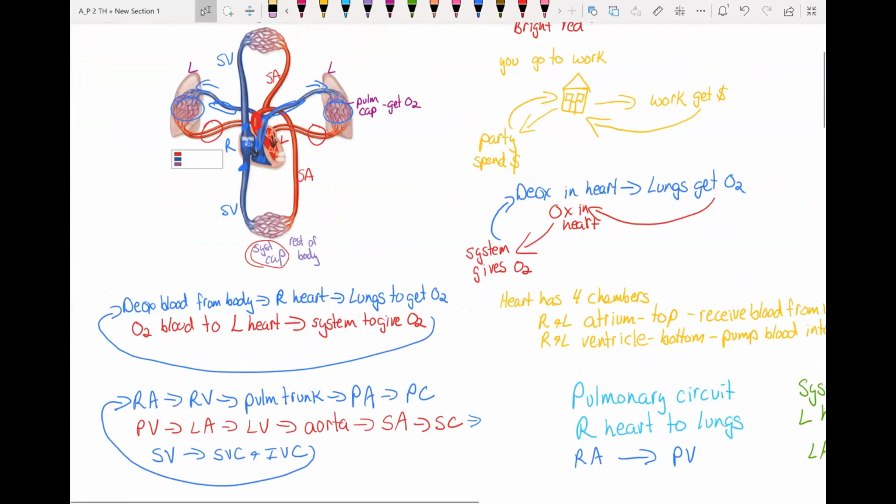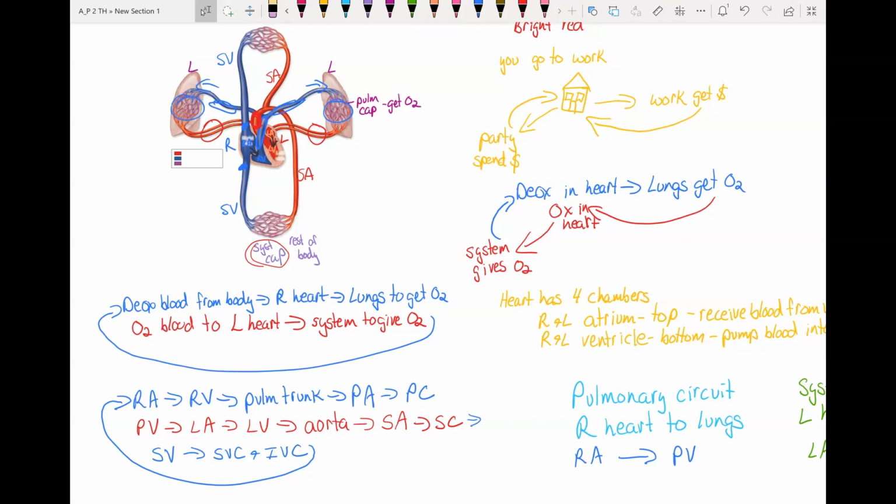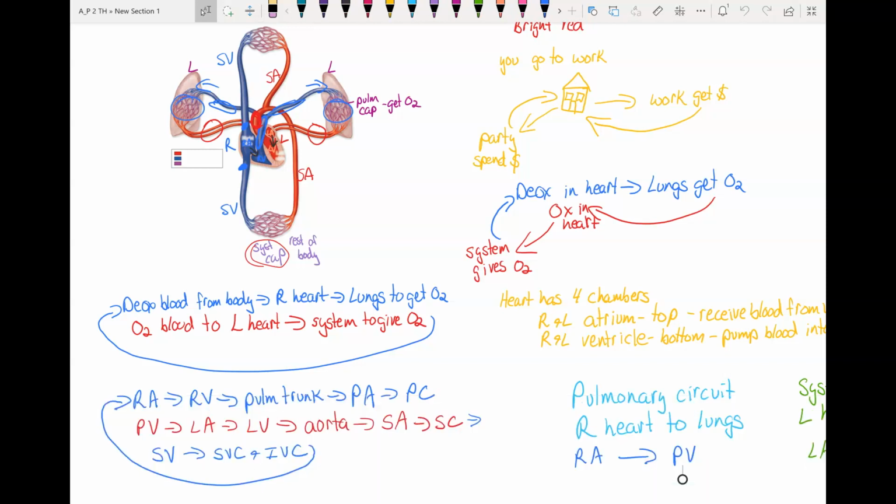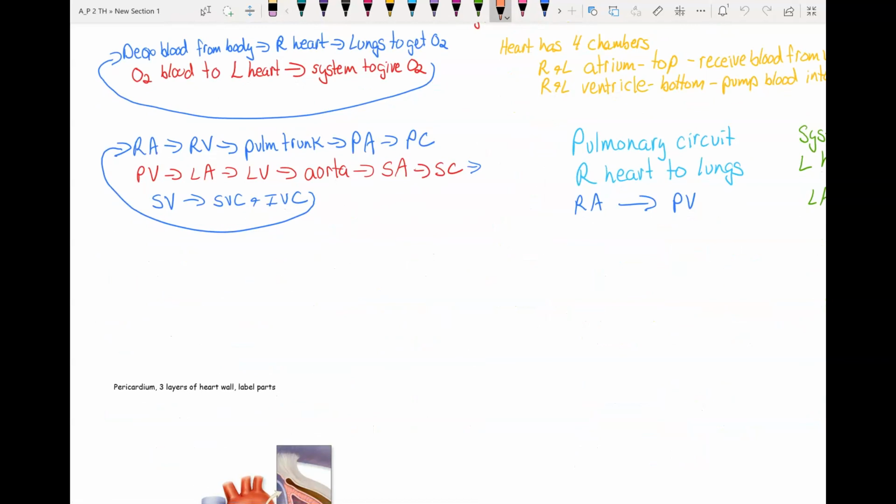Okay, one more thing we need to talk about now is valves. You have to make sure that blood always flows in the right direction. You don't want blood to back up. So you have valves to ensure one-way flow of blood. And these valves are found at the entrance and exit of each ventricle.